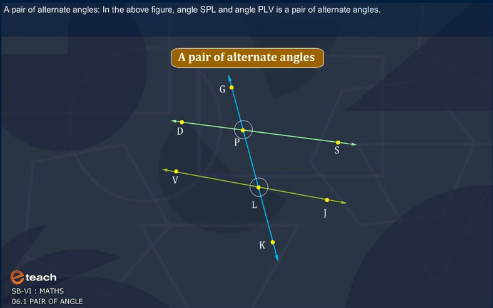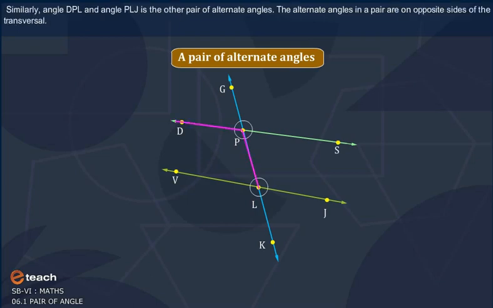A pair of alternate angles. In the above figure, angle SPL and angle PLV is a pair of alternate angles. Similarly, angle DPL and angle PLJ is the other pair of alternate angles. The alternate angles in a pair are on opposite sides of the transversal.